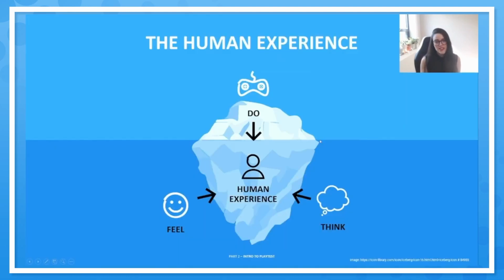A good way to think about this is an iceberg. It's very easy to see what's going on the surface, that being what players are doing in the game, but it's really hard to tell what they're thinking and what they're feeling, because that's hidden underneath, and you're going to need to apply some user research methods in order to dig deep and find out what's going on underneath.